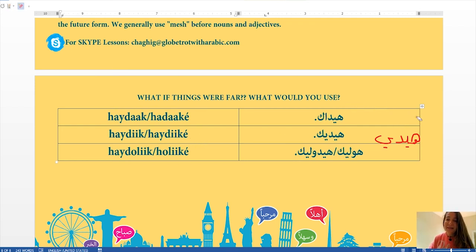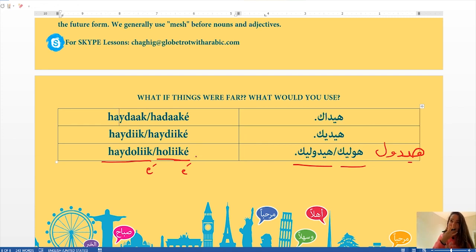And finally, the last one is haydol. We mentioned before that haydol is these. If the object is far, we're not going to say haydol, we will say holik, or haydolik. So haydolik, holik. And we can also say holike, of course. And you can also say haydolike or holike. But for now, just memorize haydolik and holik. Those are, the objects are not here.